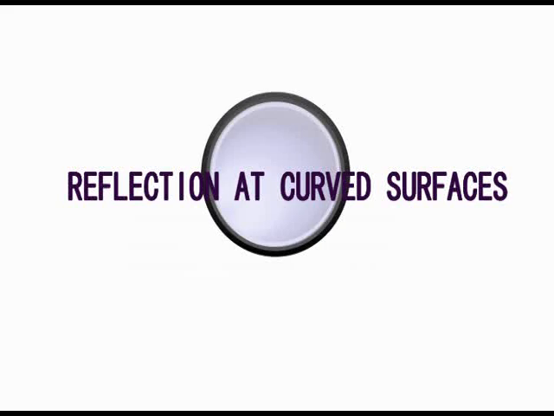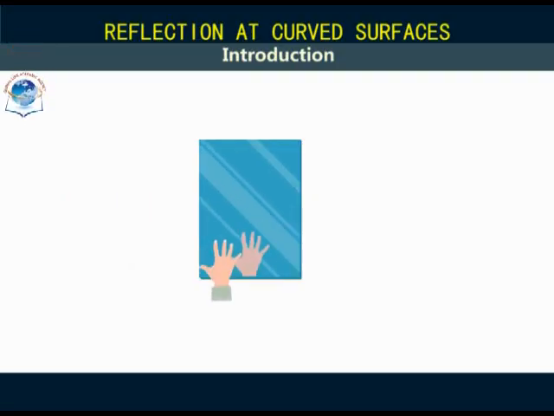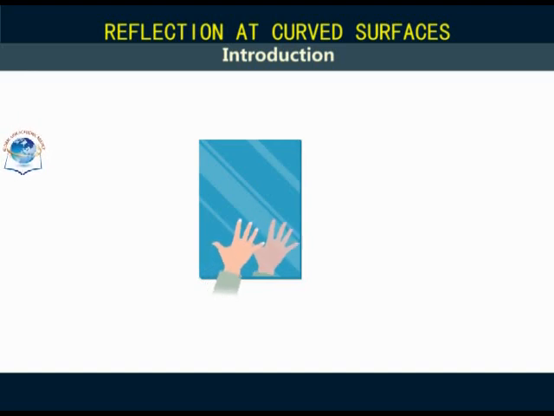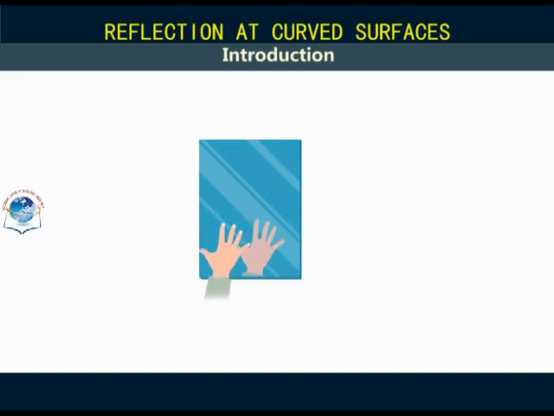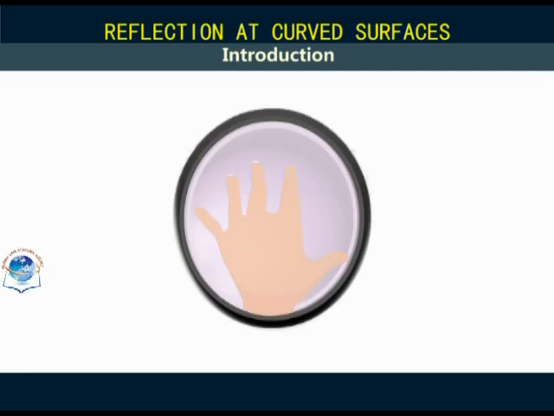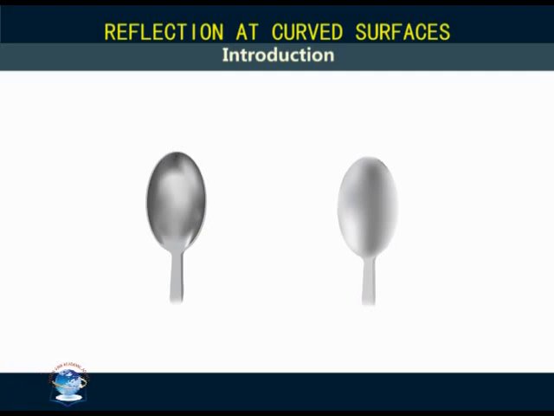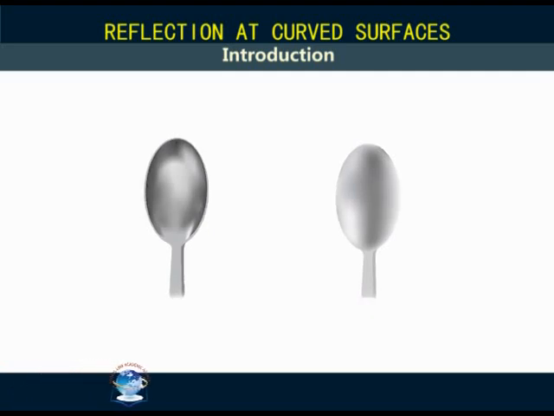Next chapter, reflection at curved surfaces. Now, we looked at reflection of light and image formation on plane surfaces in Form 1. In this chapter, we shall look at reflection of light and image formation on curved surfaces. For example, a spoon. It has two reflecting surfaces, one is curved inside and the other is curved outside.